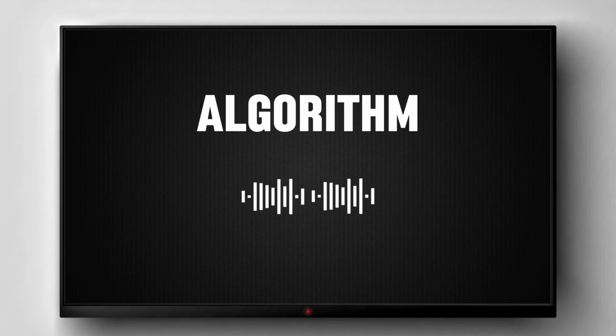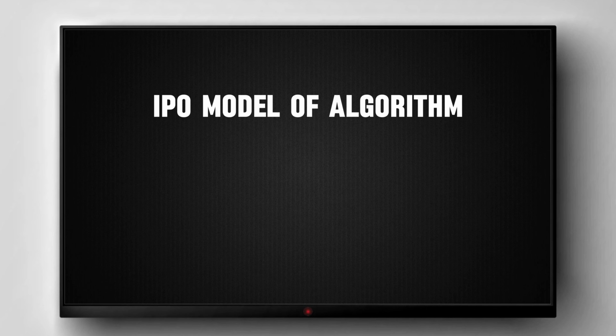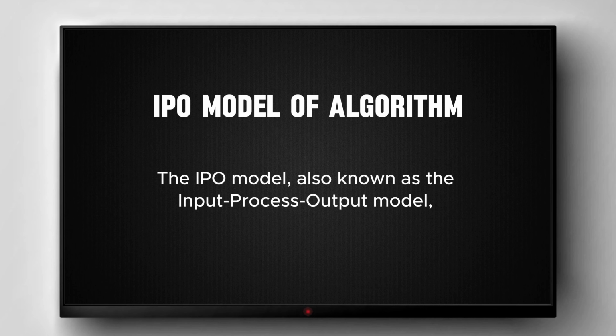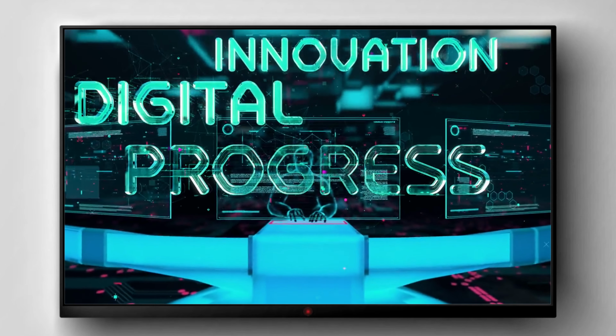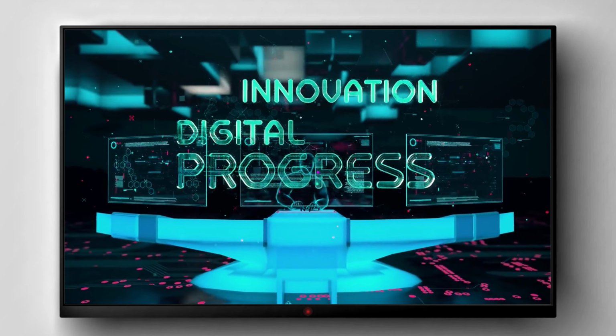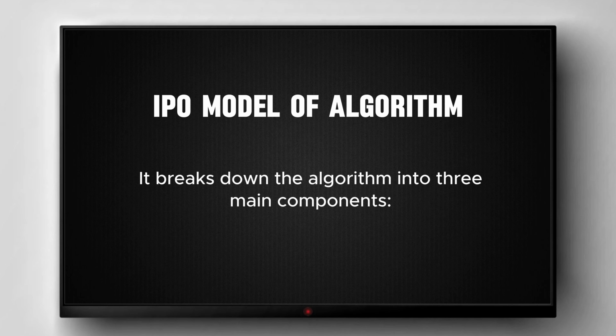IPO model of algorithm. The IPO model, also known as the input, process, output model, is a conceptual framework used to describe the behavior and structure of algorithms. It breaks down the algorithm into three main components.